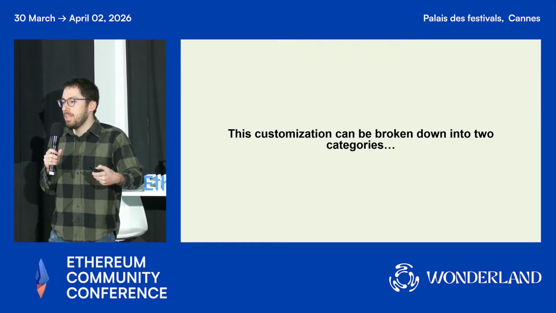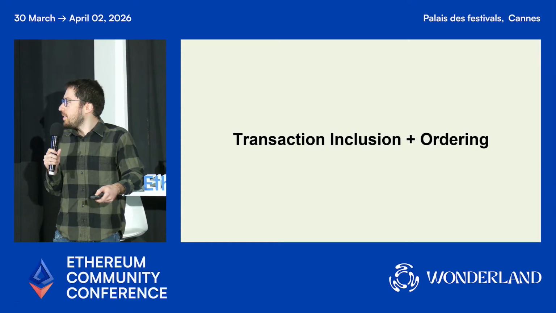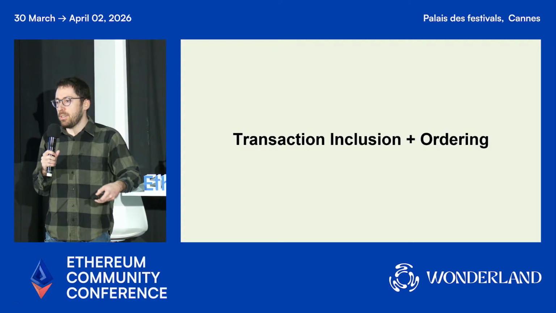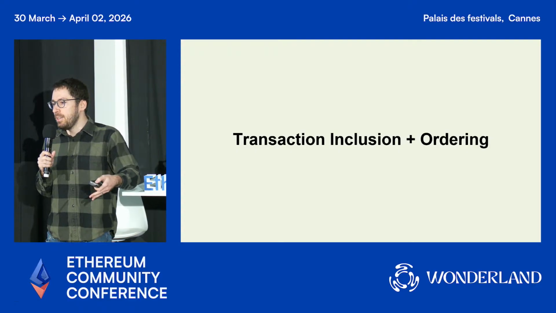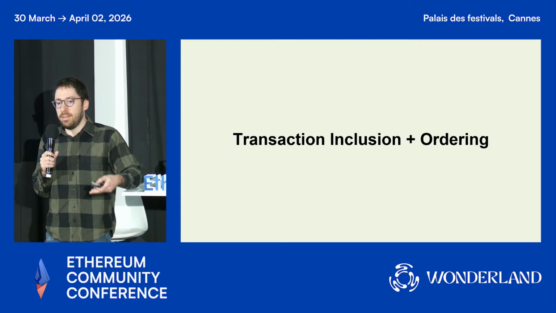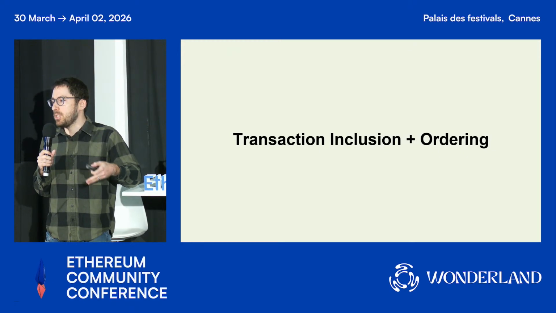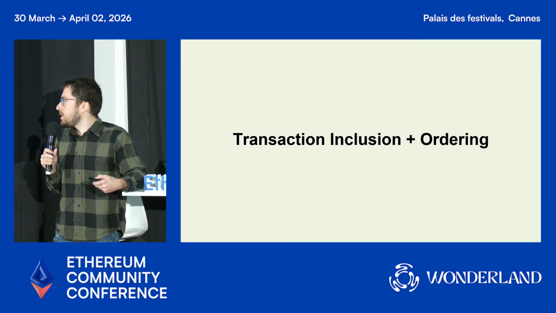It can really be broken down into two categories. The first category is around transaction inclusion and ordering. So who is able to participate in a chain, who can send transactions to a chain, and once they've sent those transactions, what order are those transactions placed in? So that's the first level of customization.